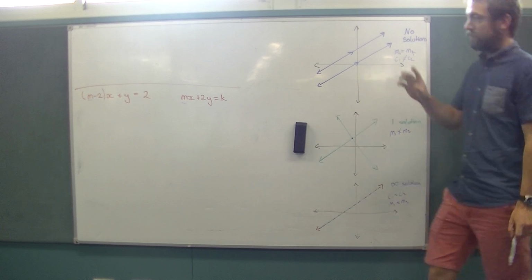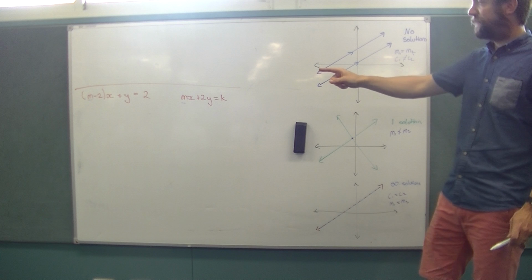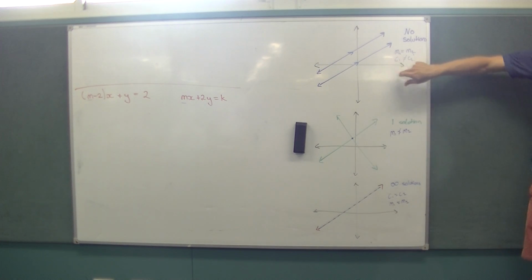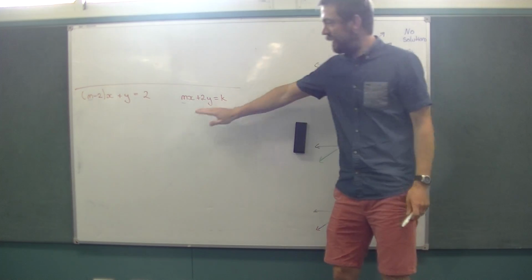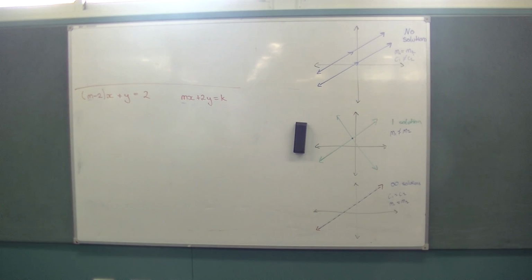This is the last example. Yep, last one. What would M have to be for there to be no solutions? Anything, because M is the same on both equations. Has to be the same, yeah? M is already the same.